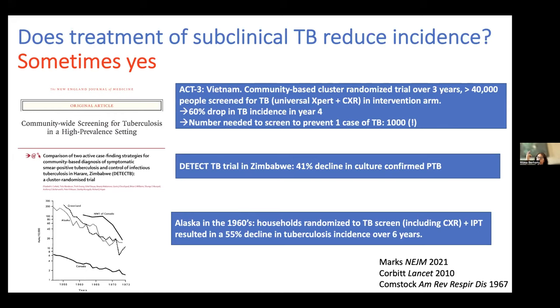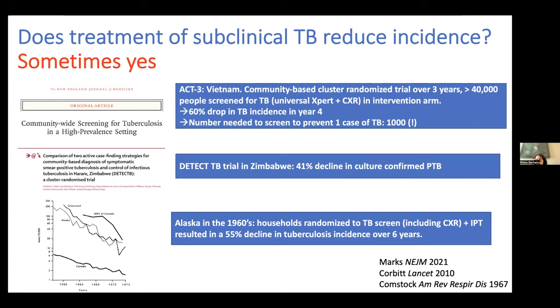And they also looked at the rate of TB in children, because young children under the age of five have, by definition, recently acquired TB, and therefore the rate of TB in that group can be a marker for the actual incidence of TB in a community. And so they demonstrated using these different measures that there was a 60% drop in TB incidence by year four of this intervention. And they needed to screen 1,000 people with universal sputum testing and chest X-ray to prevent one case of TB.